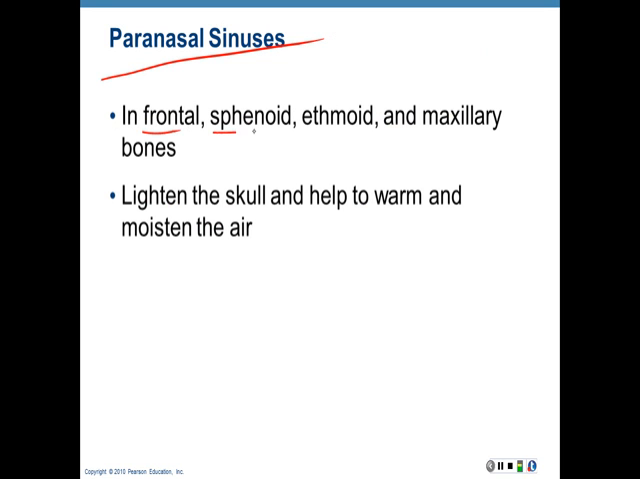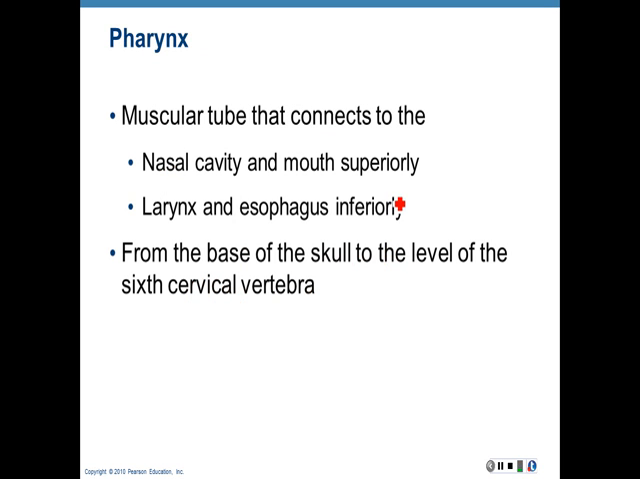You also have paranasal sinuses in the frontal bone, the sphenoid bone, the ethmoid bone, and the maxillary bone, and those are there to both lighten the skull, help to warm and moisturize the air, and also they are vocal resonating chambers. And they alter your voice. You can certainly hear if somebody has congested sinuses whenever they're speaking.